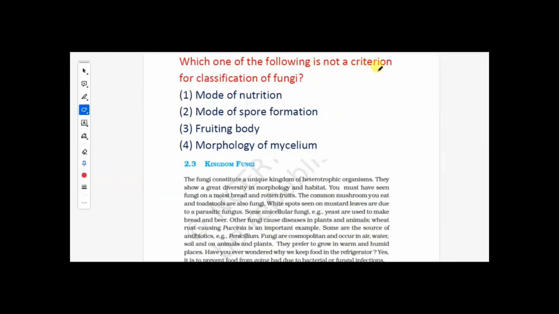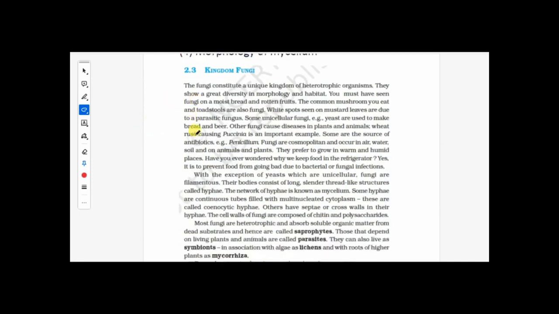Biology NEET 2024. Which of the following is not a criterion for classification of fungi? Option 1 mode of nutrition, mode of spore formation, fruiting body, morphology of mycelium. Hence option 1 mode of nutrition is the answer. You can see the topic related to the kingdom fungi here, and this is from the chapter known as biological classification, chapter number 2 according to our NCERT.